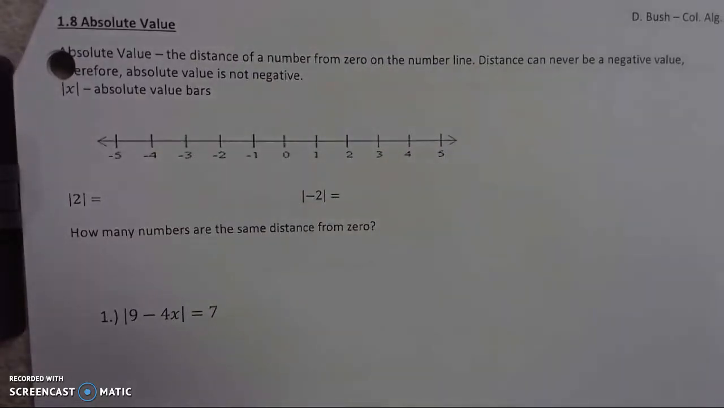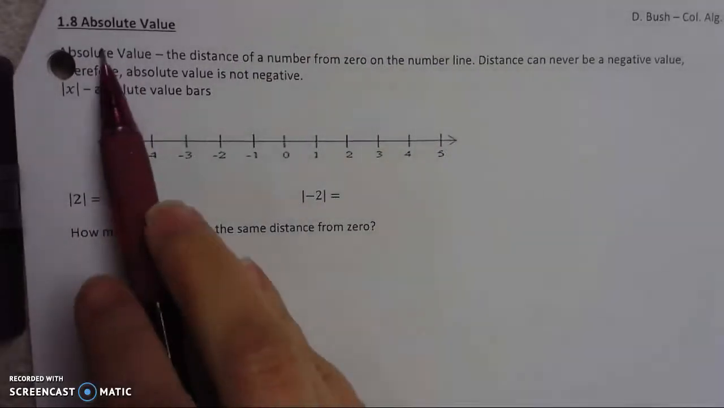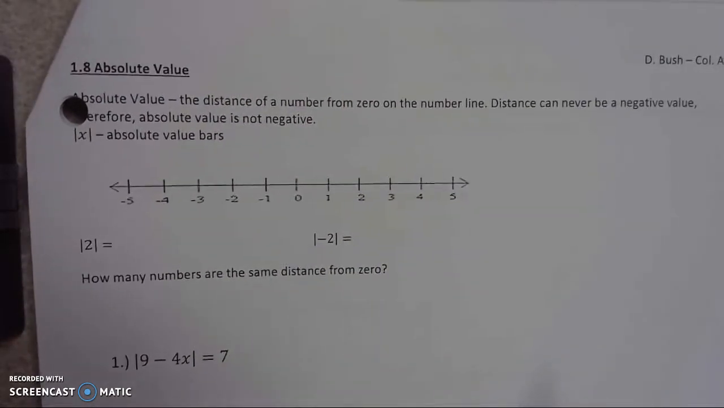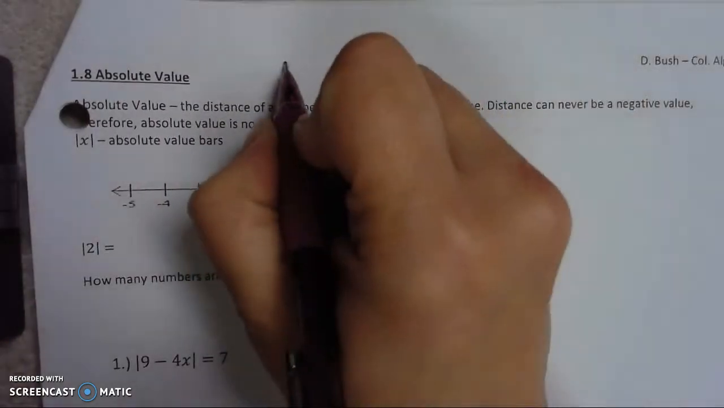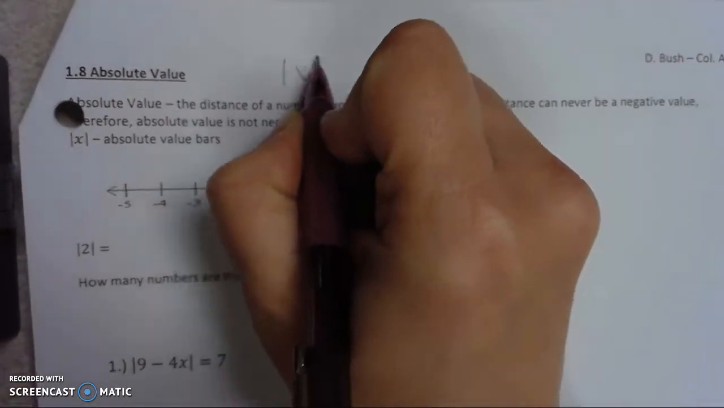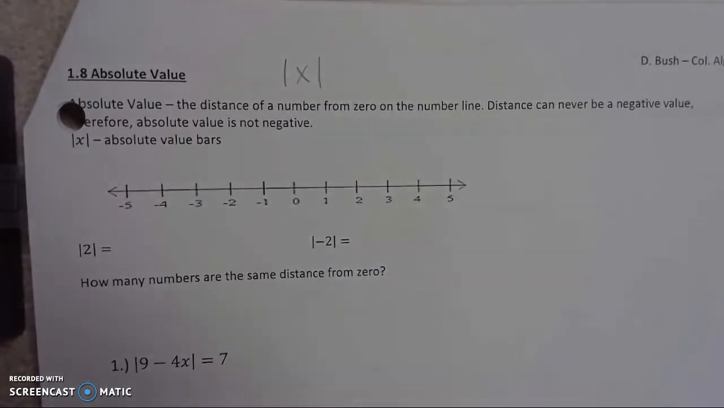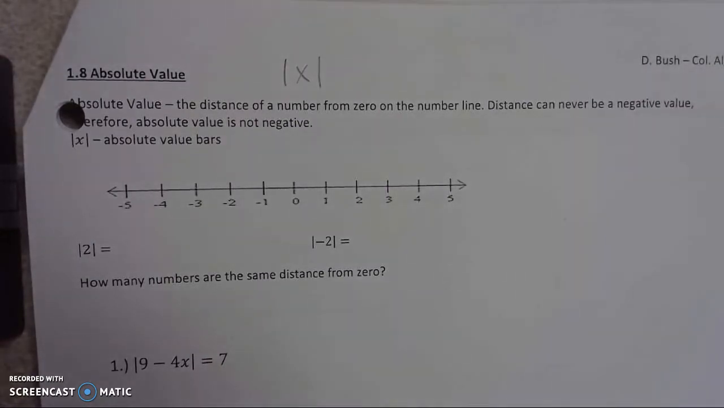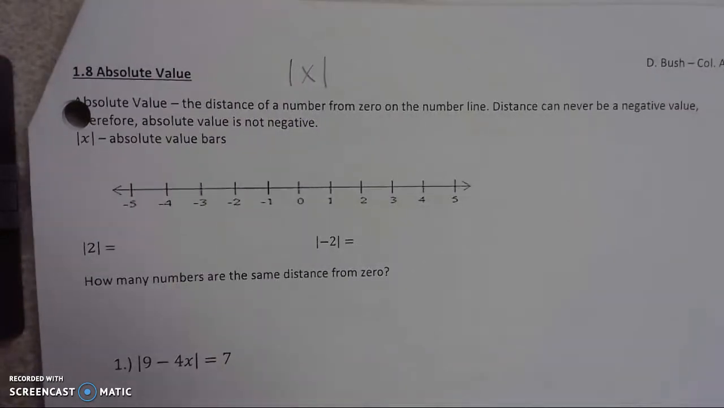This video will cover section 1.8 on absolute value equations. Now, when we're talking about absolute value equations, what makes them absolute value is that our variable is in between the absolute value bars. So what we need to do is find a way to remove those bars so that we can find what x equals. Get x out from between the bars and solve for it.